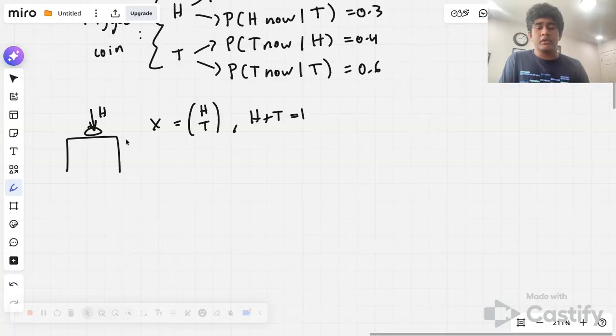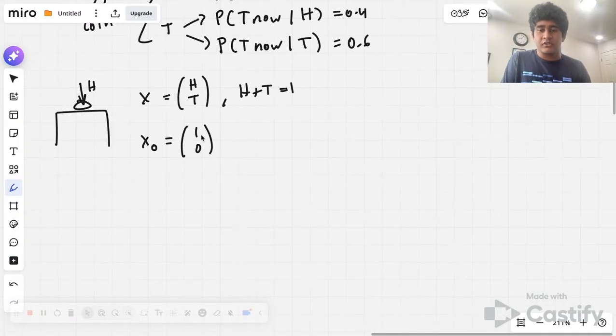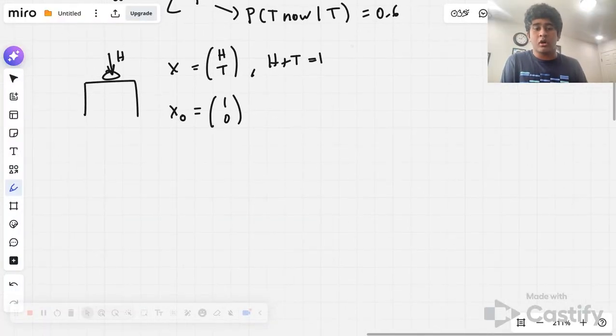So for a coin, we can say that the initial state, which is x naught, is (1, 0). And this is because we have had one toss so far, and we have 100% of the tosses as heads and 0% of the tosses as tails. This vector has real positive numbers, and it represents 100% of the possibilities. So we call this a probability vector formally.